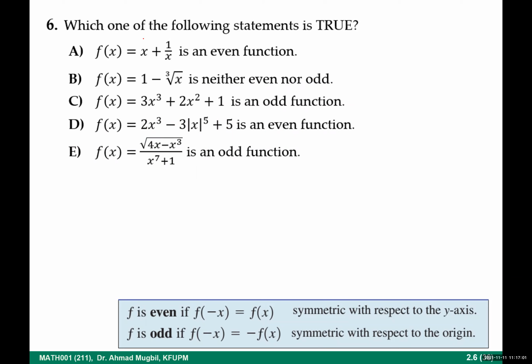Now, let's talk about even and odd functions. Which one of the following statements is true? This is the last recitation exercise. Which one of the following is true?